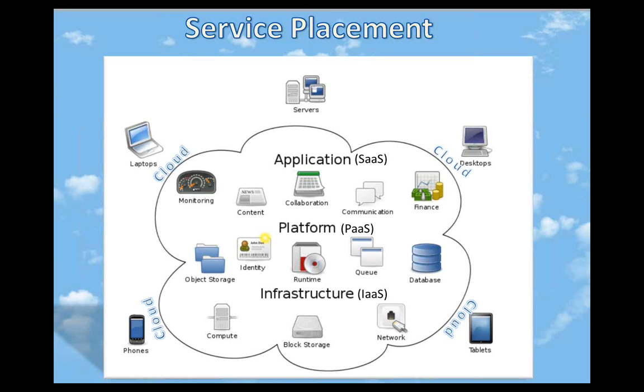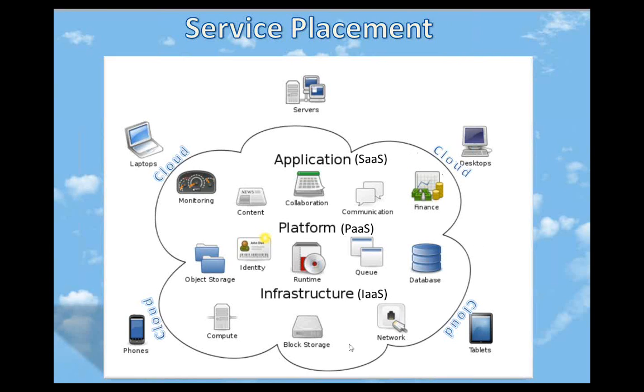So if I look at the overall service placement in cloud computing, it would look something like this diagram. You have a server, a desktop, a tablet, phones, and laptops, which are connecting over the internet. Then you have an infrastructure layer where you have a network, storage, servers, virtualized servers, and VMs. All those are part of your infrastructure, or infrastructure as a service.